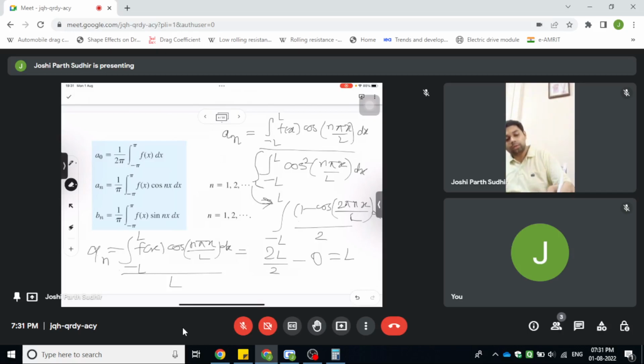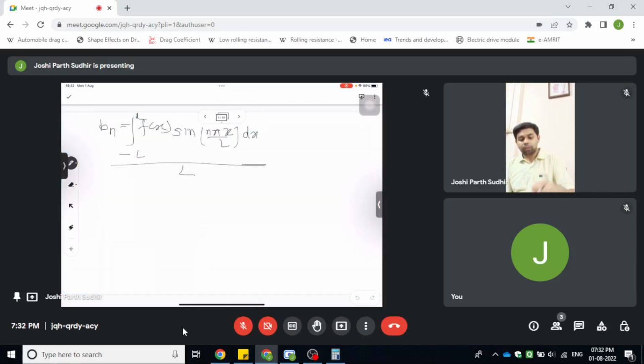So if we try to plot the function cos x, it will be something like this, which is symmetrical about the y-axis. Whereas if we try to plot the function y is equal to sine x, it is anti-symmetric about the y-axis. So that means that the function sine x is odd.